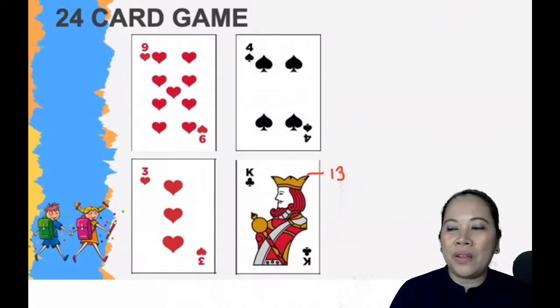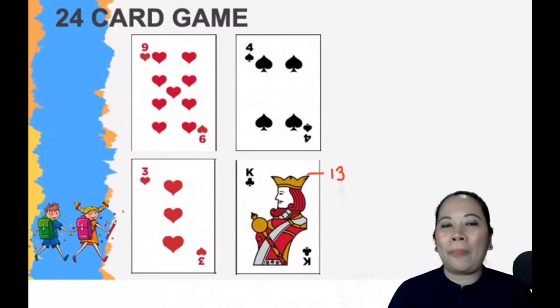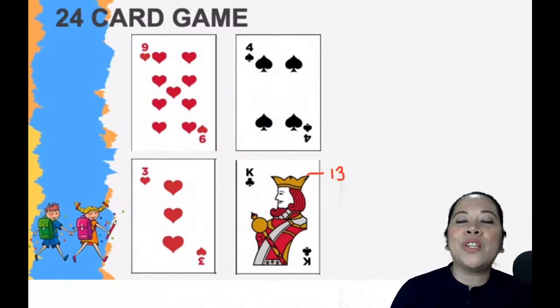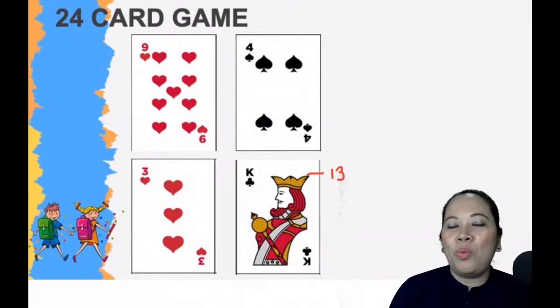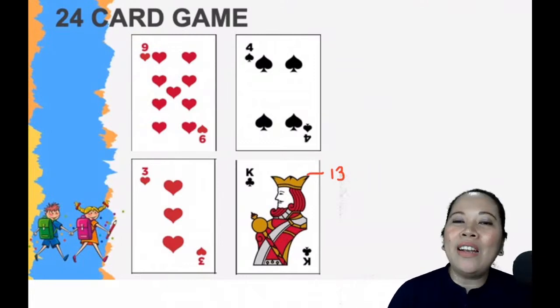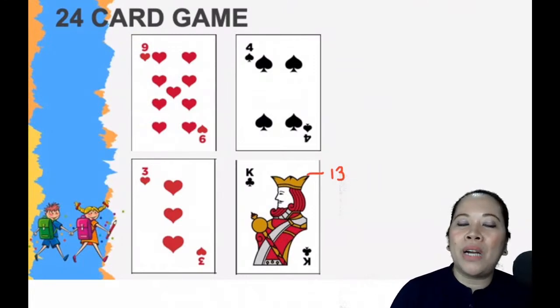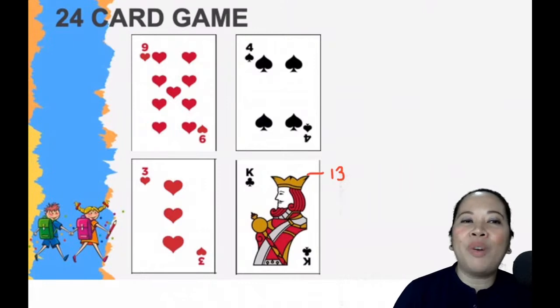King is 13. The first person to type in the answer will win the game, if it's correct, okay? Again, you can only use each card once, but you can use any of the operations, plus, minus, divide, or multiply, as long as the final answer is 24.